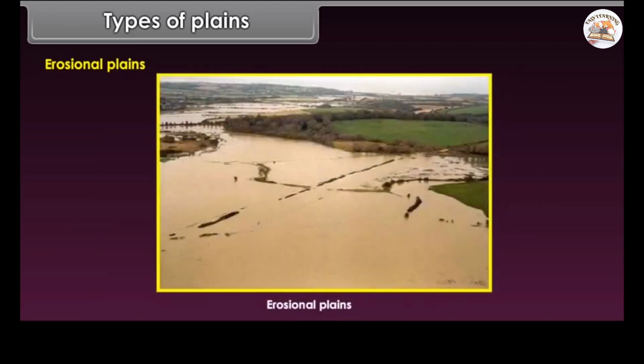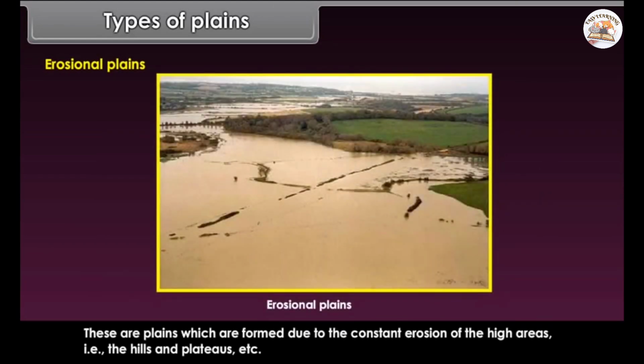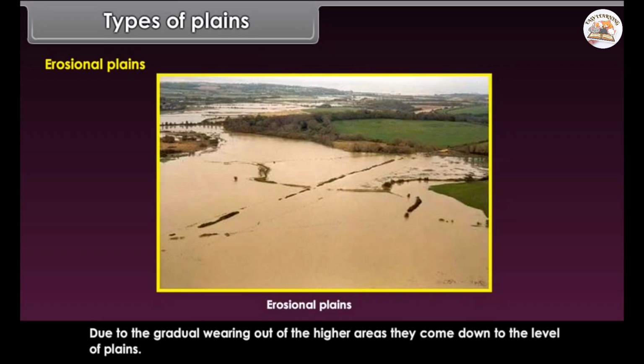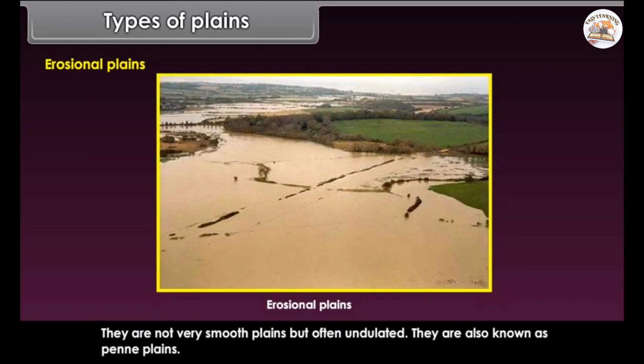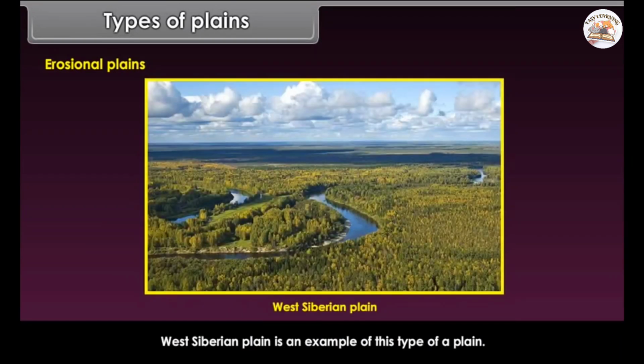Erosional plains. These are plains which are formed due to the constant erosion of the high areas, that is, the hills and plateaus, etc. Due to gradual wearing out of the higher areas, they come down to the level of plains. They are not very smooth plains, but often undulated. They are also known as peneplains. West Siberian plain is an example of this type of plain.